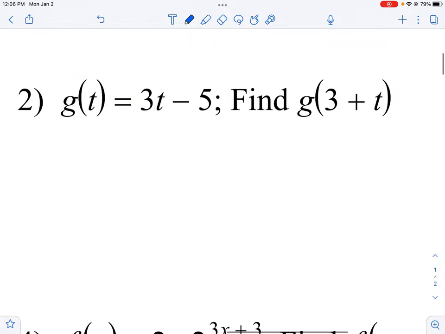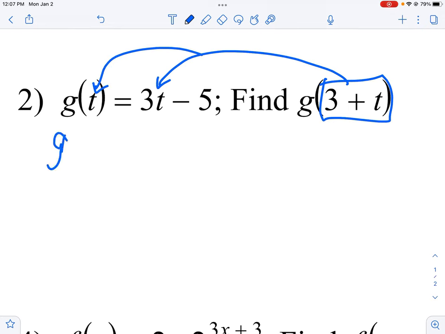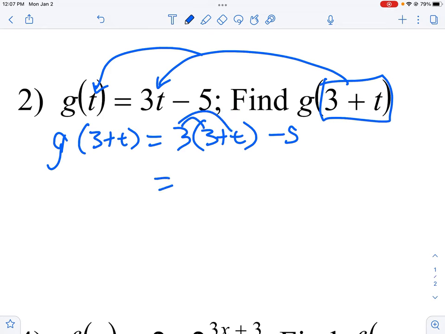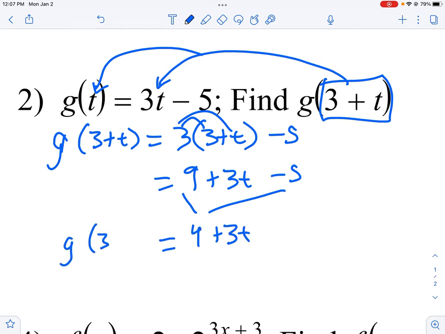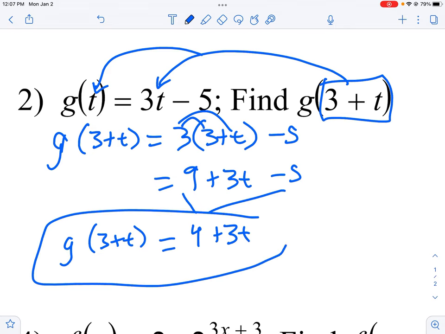Let's look at 2. Again, we're going to take this thing and put it in the t locations. So I got g of 3 plus t equals 3 parentheses 3 plus t, minus 5. And now I'm going to do some simplifying. Get rid of the parentheses here. Distribute this 3. So now I got 9 plus 3t. And the subtract 5 was outside. These guys combine. And now I got 4 plus 3t. And now we're done. Can't do any more simplifying because we don't know what the t value is.